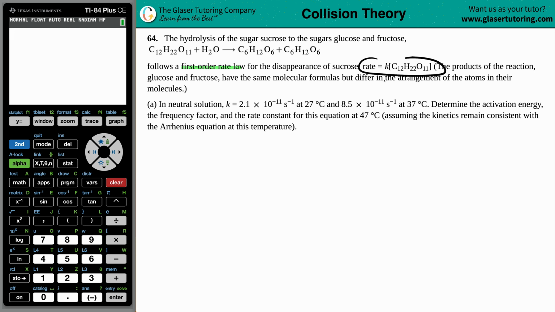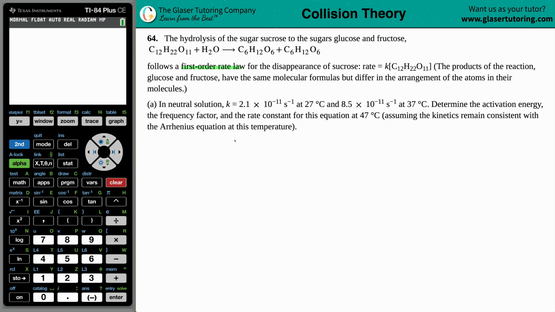It's the rate equals k times the concentration of sucrose. And they say here the products of the reaction, which is glucose and fructose, have the same molecular formulas but differ in the arrangement of the atoms in their molecules. Wow, we just talked about that. But anyway, let's keep going.